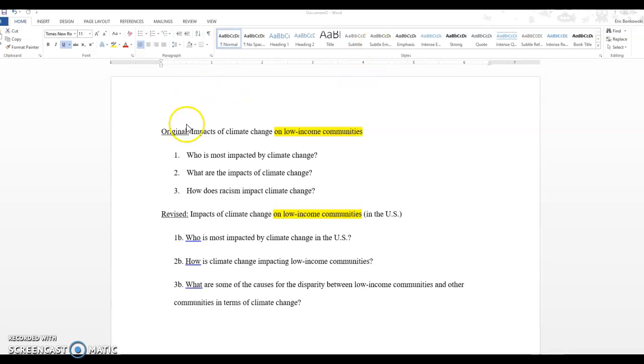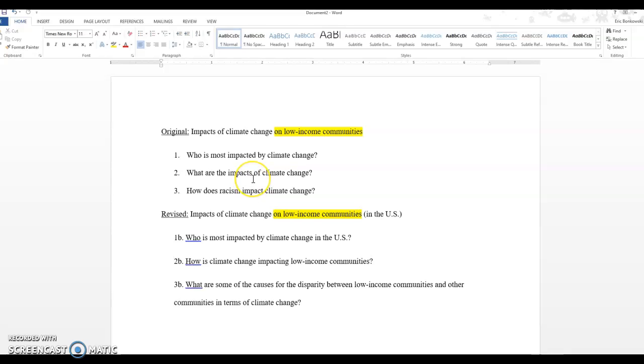So I have this example. I'm going to say that this is my original. My original, I said my topic was the impacts of climate change on low-income communities. That's where I started. And that sounds pretty good. That's the kind of topic that I probably on that discussion board would have been like, yep, approved. Now that I have thought about it a little bit more, I'm going to narrow it down a little bit to make my life easier.